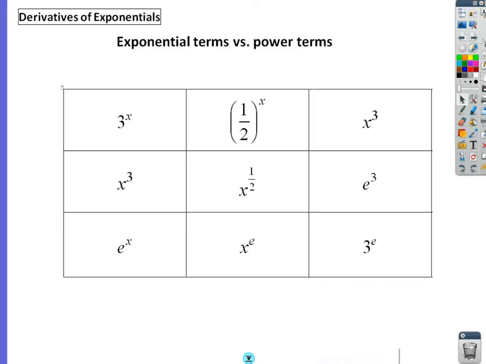Hey, we're moving on now. All right, we're on to section 3.9. Okay, this is for your exponential terms. We're going to do derivatives of exponentials.